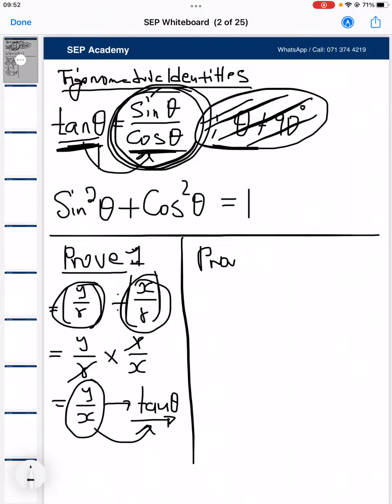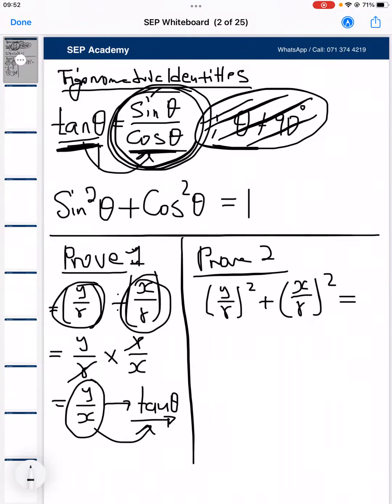Let's now do proof number 2, where we prove that indeed sine squared, remember, if it is sine squared, then it means it is y over r, squared, that is being added to cos squared. Cos is x over r, squared. We just need to try and prove that indeed this is equal to 1. Not sure why this thing doesn't want to write. Looks like I'll use my finger to write because this thing doesn't want to write.